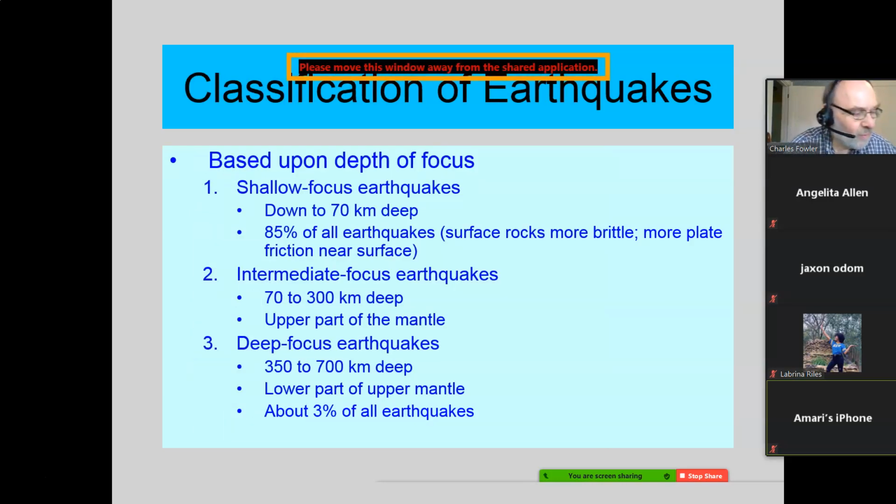All right. Well, how do we classify earthquakes? Okay. Well, this is on page 490. So it might need to turn a page from where you were.